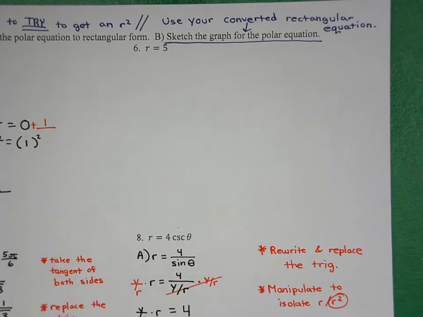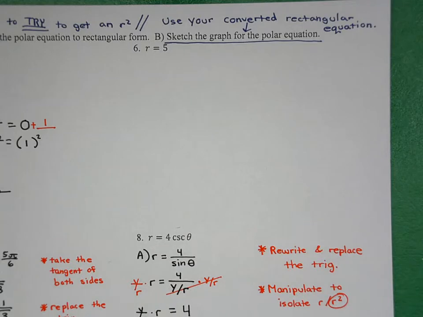Okay, number 6, first step, we want to rewrite and replace the trig. Well, there is no trig in here. So step 1's already done. There's no trig to replace. And so we're on to step 2. We want to manipulate to isolate r, ultimately speaking, looking to get r squared. Well, I've already isolated r. So half of step 2 is done.